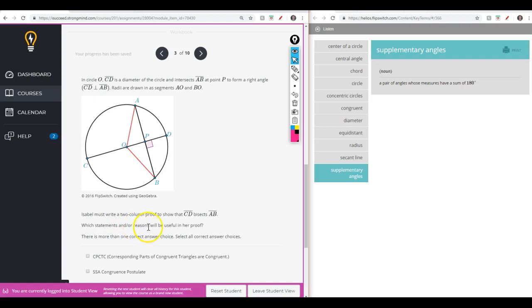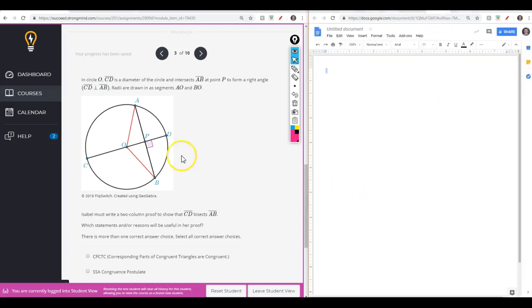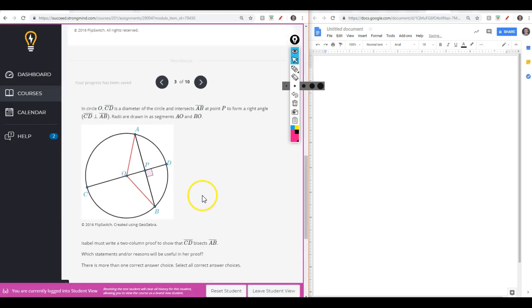Which statements and/or reasons will be useful in her proof? There is more than one correct answer choice. Select all correct answer choices. Okay, this is how I would go through and do this question.